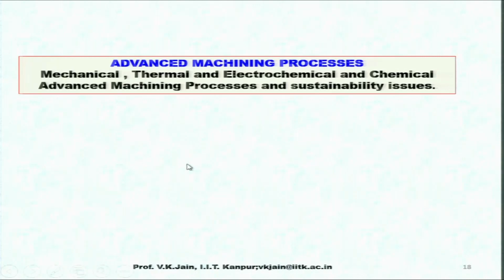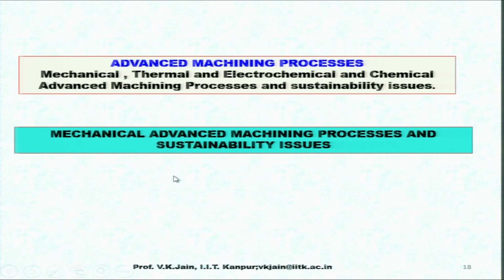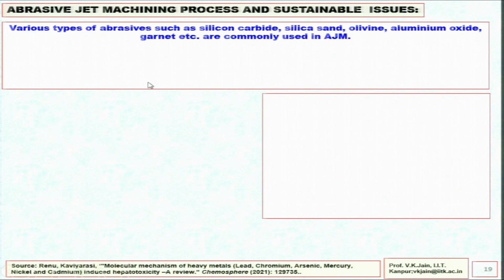Advanced machining processes, as I mentioned to you in the beginning, I am going to emphasize on advanced machining processes, mechanical type, thermal type, electrochemical and chemical type advanced machining processes, and sustainability issues. Let us quickly see mechanical advanced machining processes and sustainability issues. Abrasive jet machining, AJM, process and sustainable issues, very important.